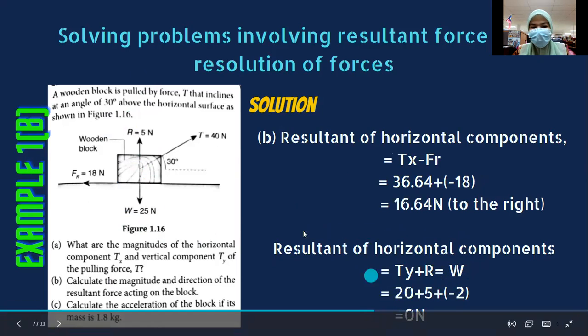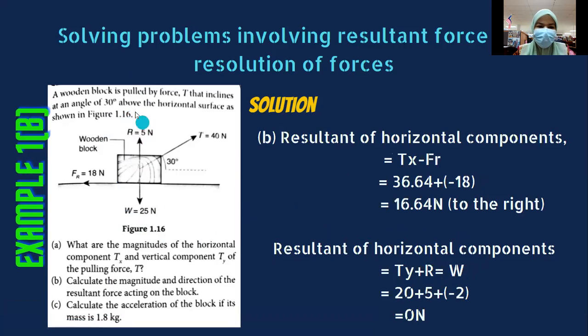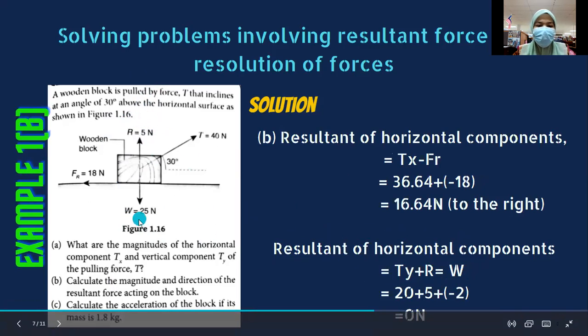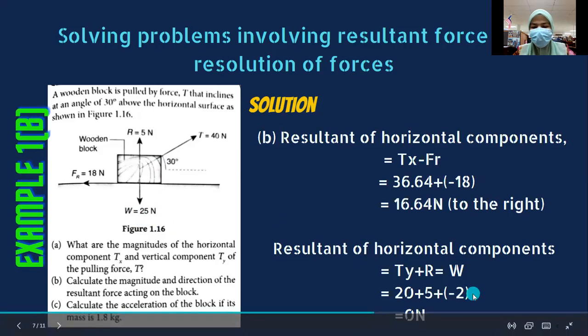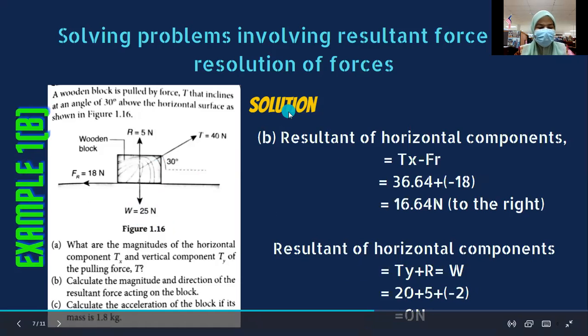So the resultant force: Ty is 20, plus 25, it is 25. Then minus 20, minus 25. This is 25. Many mistakes. So the resultant force is equal to 0.